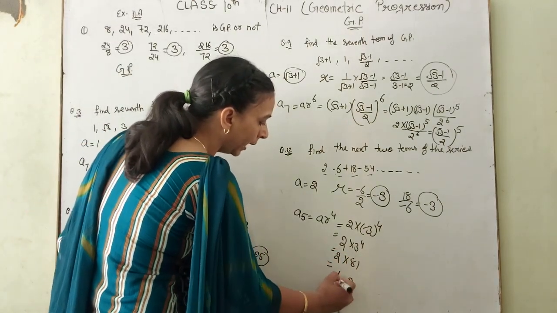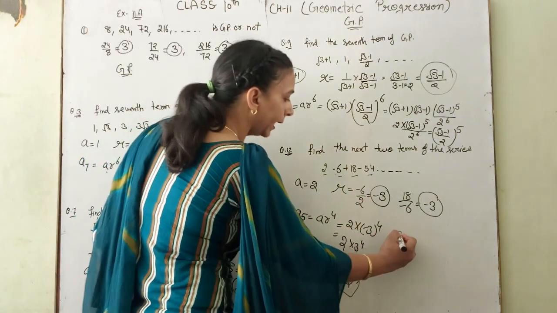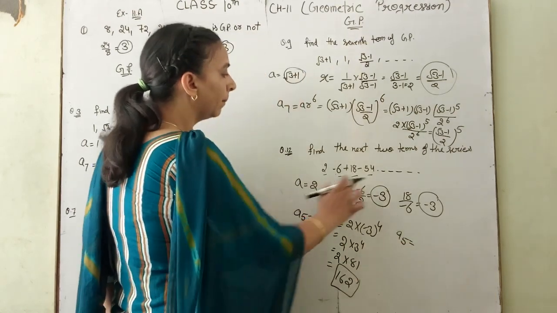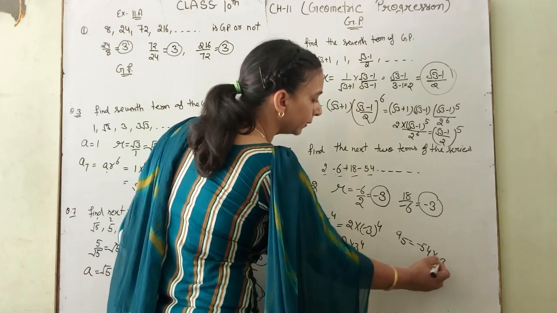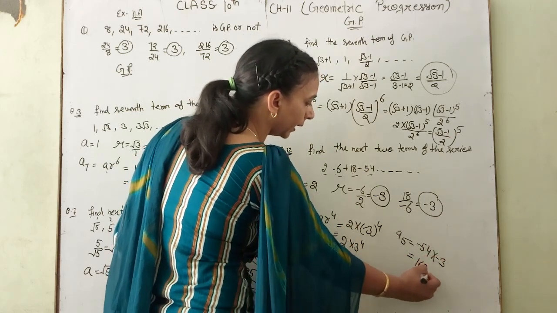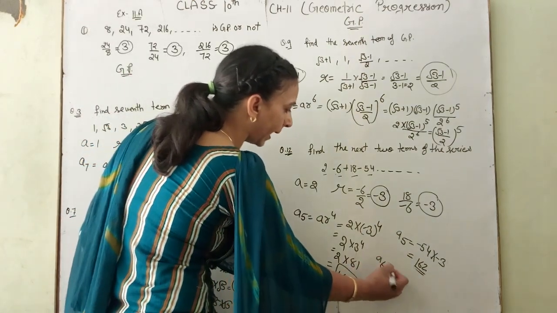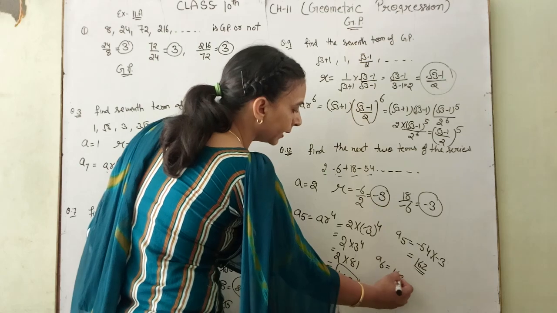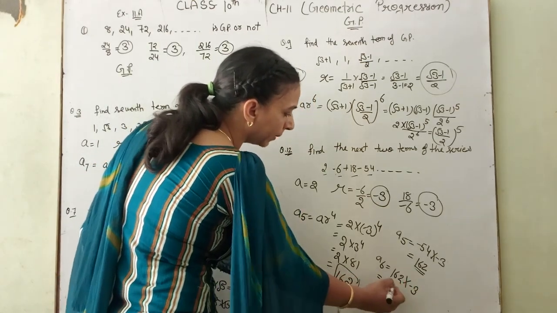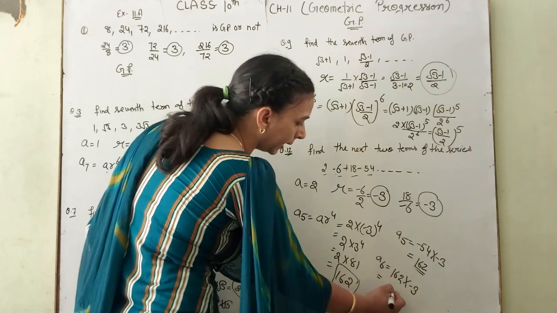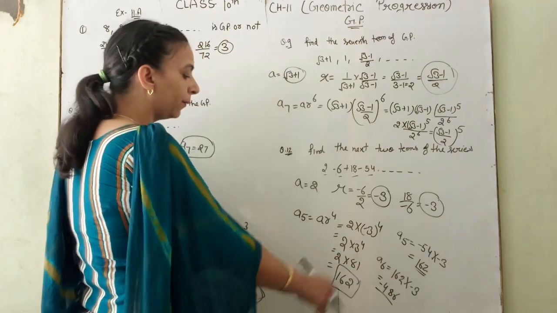Okay, then a2 is 162. We also find a5 by this method, multiplying minus 54 by minus 3, which is also 162. Okay, then next, this is the fifth term. Next we find the sixth term: we multiply 162 by the common ratio minus 3, and this equals minus 486.